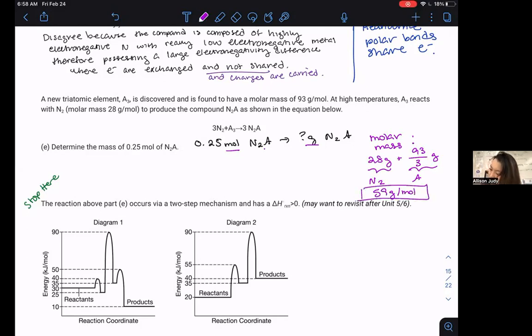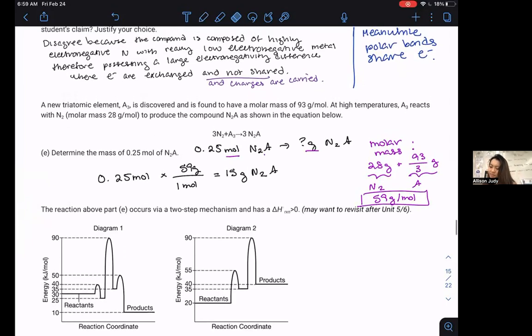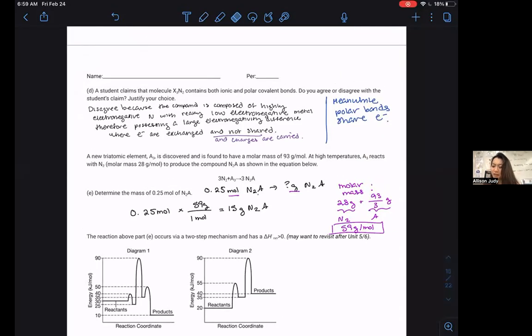So simply we would just then use our basic stoichiometry, 0.25 moles of N2A times the molar mass. For every 59 grams, I have 1 mole, and I get a value of approximately, according to sig figs, 15 grams of N2A. And we're going to stop here in this problem. Okay. So that is like a dream FRQ right there in terms of part E being really, really short.